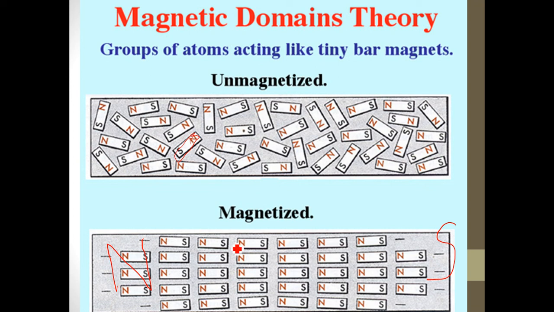Now, there are ways to make these go back to scattered or all over the place. One is to put alternating current through it, which makes the electrons run that way.